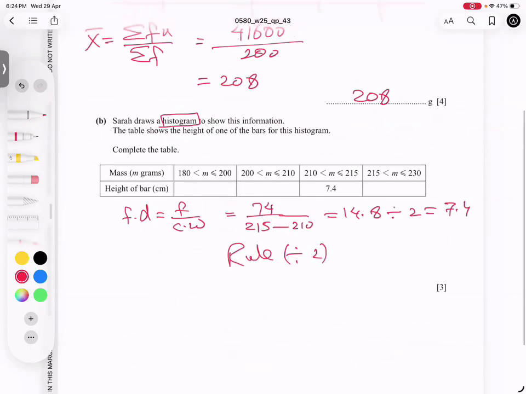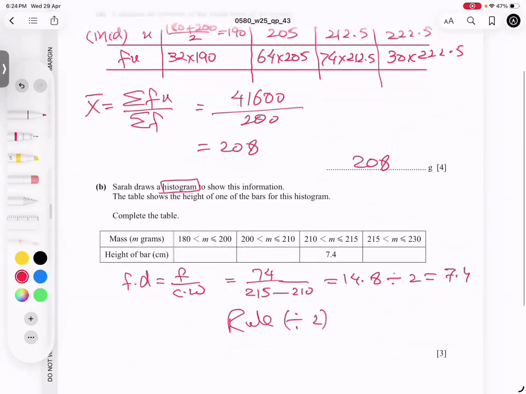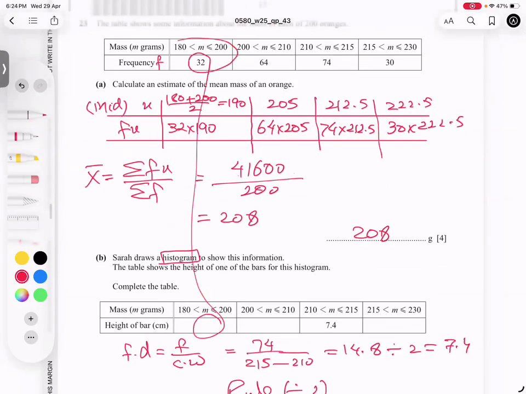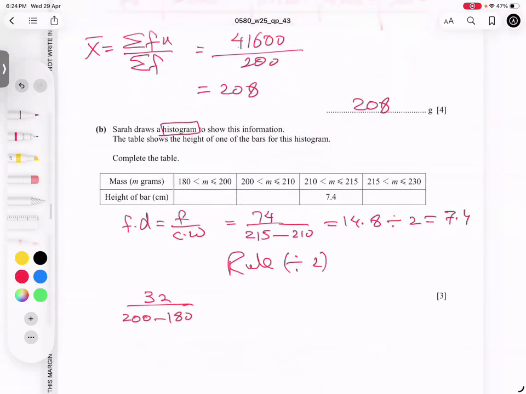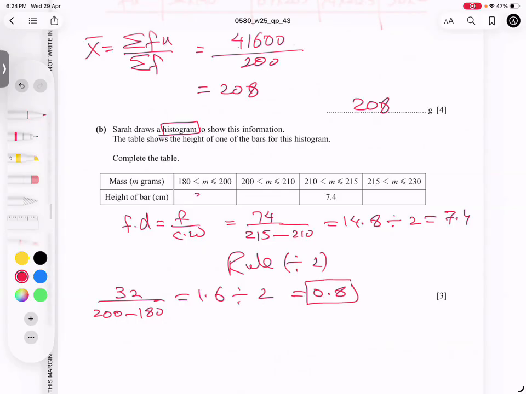So now I'm doing the rest, all the same story. For example, let's talk about this. 32 divided by the gap. So look, I'm doing it here: 32 divided by the gap, 200 minus 180. So this I'm shifting down now. And what am I getting, students? 32 divided by 20, I'm getting 1.6. Again divide by 2 and I'm getting 0.8. I think the point is very clear. This is my value up here.